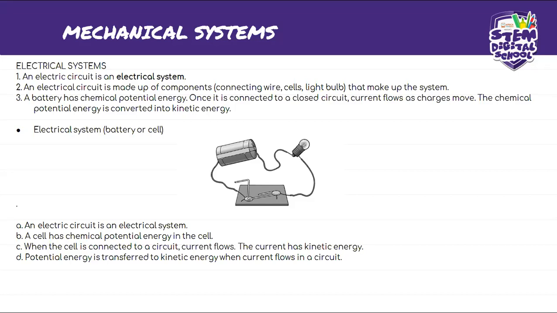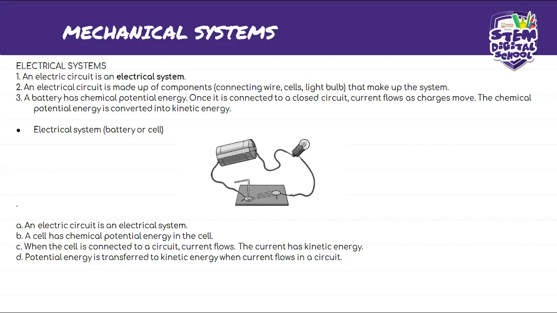So let's look at the electrical system, in brackets, the battery or a cell. From the diagram of the electrical circuit, we can see that a cell has chemical potential energy in the cell. So when the cell is connected to a circuit, current flows. The current has kinetic energy. So potential energy is transferred to kinetic energy when the current flows in a circuit.